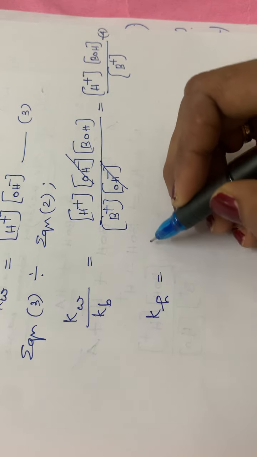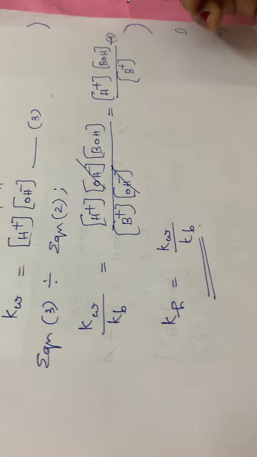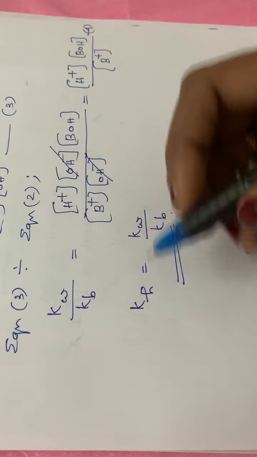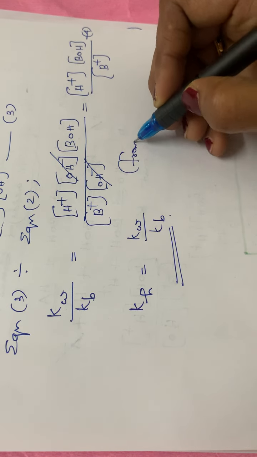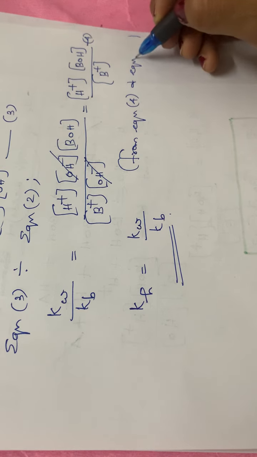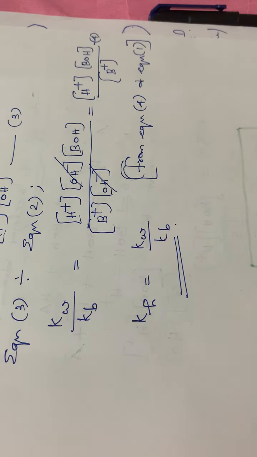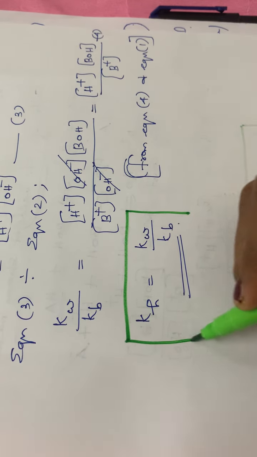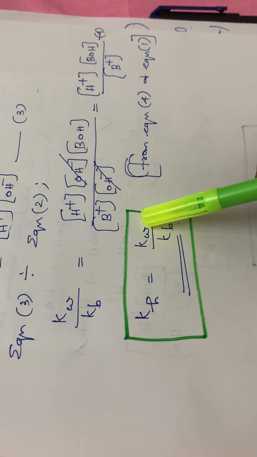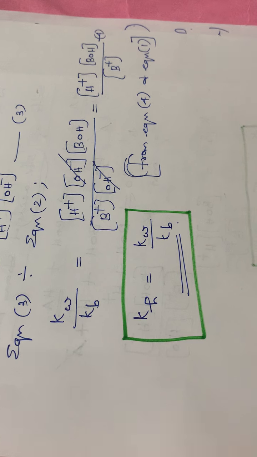So KH is equal to KW by KB, that is from equation 4 and equation 1. Therefore KH is equal to KW by KB. This is the relation connecting the hydrolysis constant, the ionic product of water and the ionization constant of a weak base.